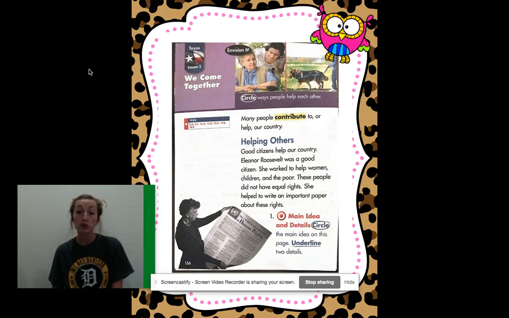Many people contribute to or help our country. So the word contribute means to help. Helping others. Good citizens help our country. Eleanor Roosevelt was a good citizen. She worked to help women, children, and the poor. These people did not have equal rights. She helped to write an important paper about these rights. Number 1, the main idea and details. So again, you're going to circle the main idea of this passage and the important details that you liked that I read about above.